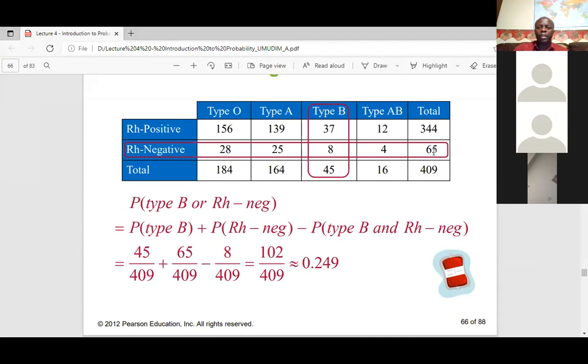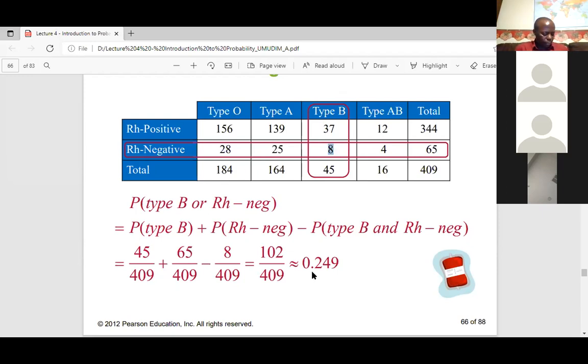You see the total is 65 out of 409. So 65 out of 409 minus type B and RH negative. So type B and RH negative is right here. Type B, RH, this is the intersection right here. This represents type B and RH negative, which is 8 out of 409. So let me write it down and then we can put it on the calculator.